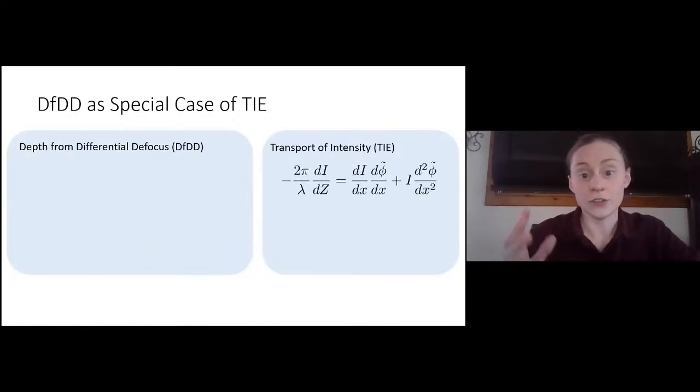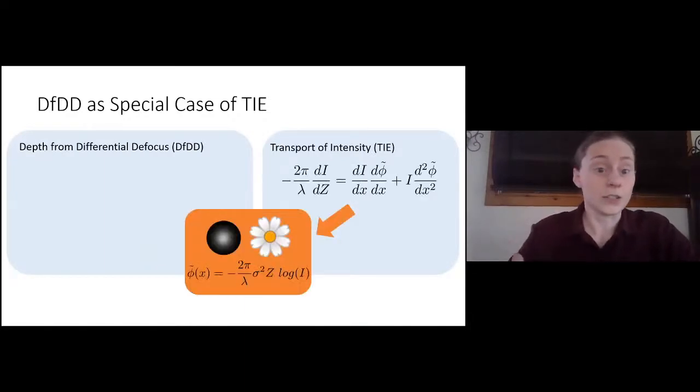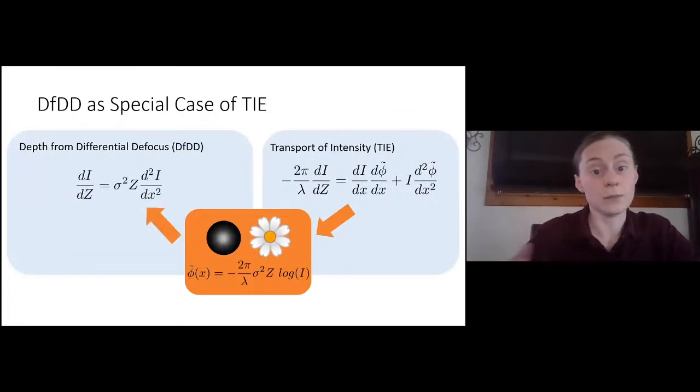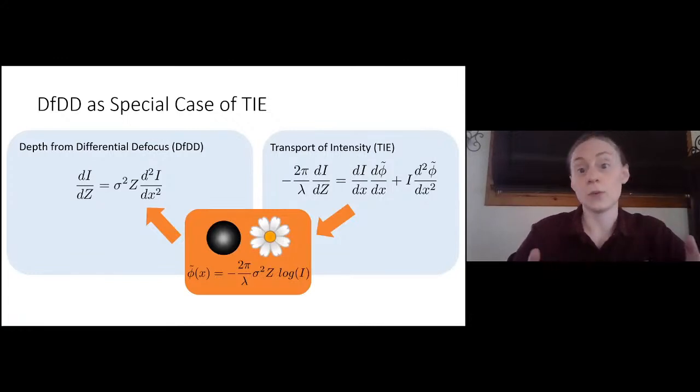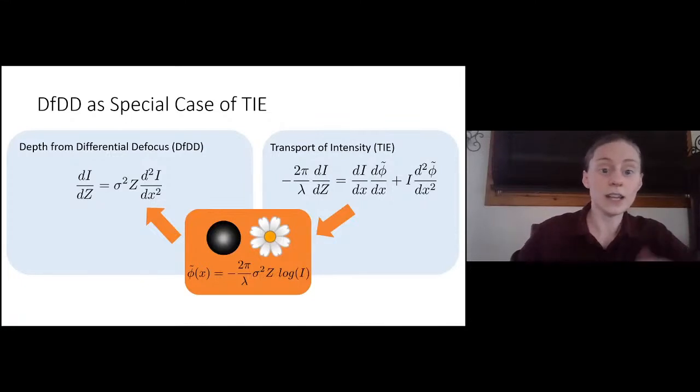We take the TIE on generalized phase, and we plug in our constraint on that phase. And it just reduces immediately to the modified depth from defocus equation. It's just plug and chug at this point. And this is exciting because these are both useful equations. The one on the right gives you phase derivatives that you can integrate to get the object's phase.